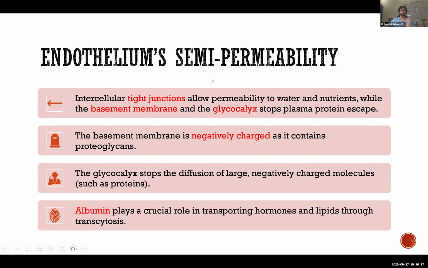But what about the proteins, the big stuff? These will be mediated by the glycocalyx specifically and the basement membrane. And then we said the basement membrane is negatively charged. Why? Because the basement membrane has a lot of sugars and basically carbs, which are negative. That's why they make the basement membrane negative. Last but not least, we have albumin, which is a protein. Albumin, as we said, is a metrobus. It picks up stuff, takes it outside of the cell, picks up other stuff to bring inside the cell. This process is called transcytosis. Is that clear?